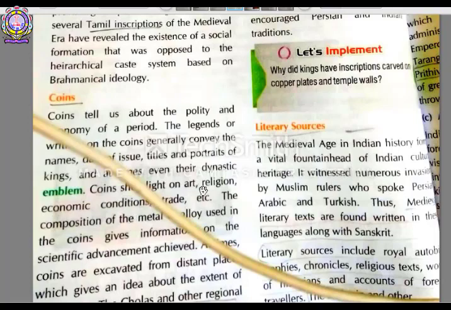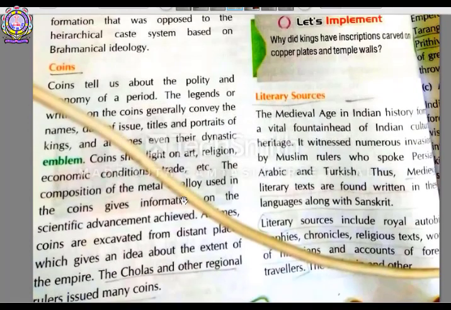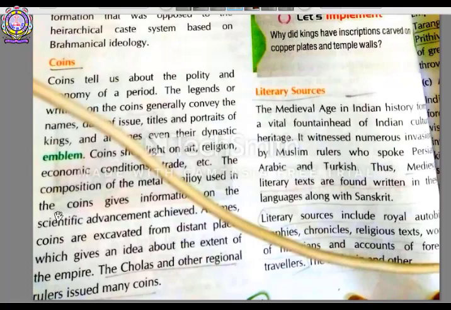The composition of the metal alloy used in the coins gives information on the scientific advancement achieved. The metal and the alloy. What is alloy? ALLOY. Alloy means the mixture of two or more than two materials. Nowadays, the vehicles, bikes or four-wheelers, are made of a mixture of alloy. They are not made of a proper single material, proper metal.